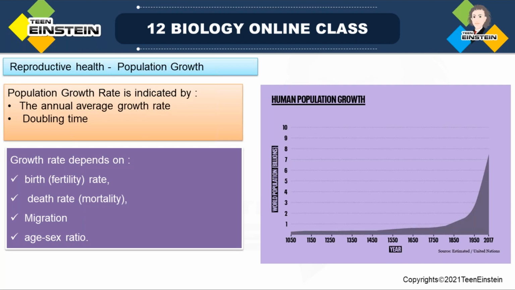The growth rate depends upon birth. If birth or fertility rate is increasing, the growth rate will also be more. Then death rate, as I just said, the mortality rate also matters. That also affects growth rate, right? Then migration, then age-sex ratio. All these affect the population growth.